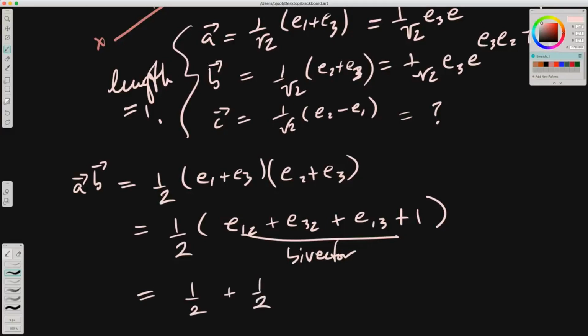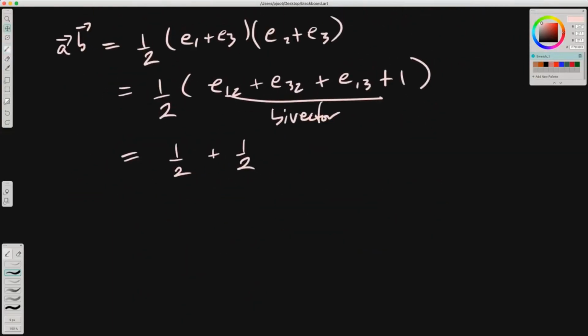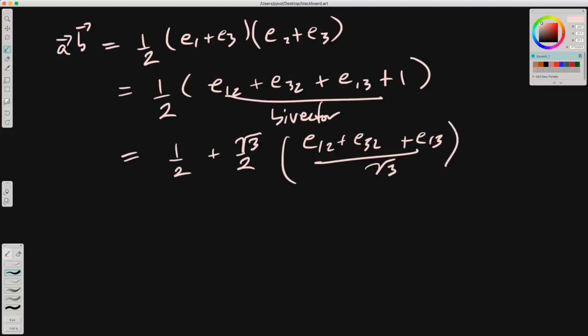Now, if we take the length of this bivector, this bivector is going to have, if we square it, length 3. So we can write this as root 3 times (E12 plus E32 plus E13) divided by root 3. Now this is a unit bivector.